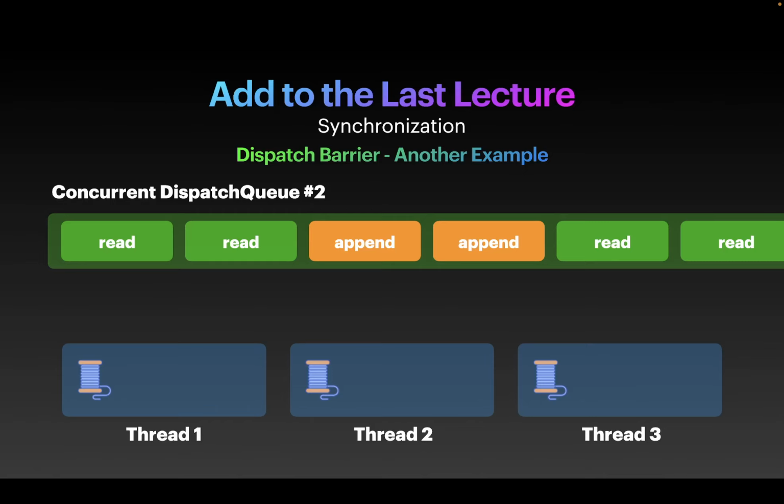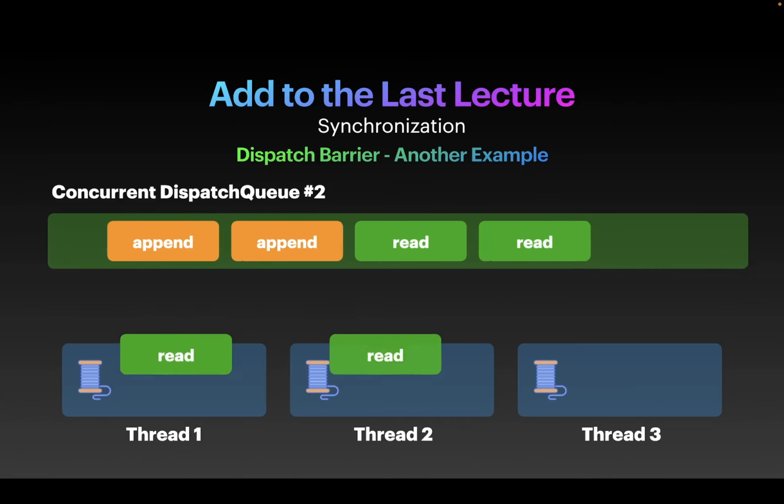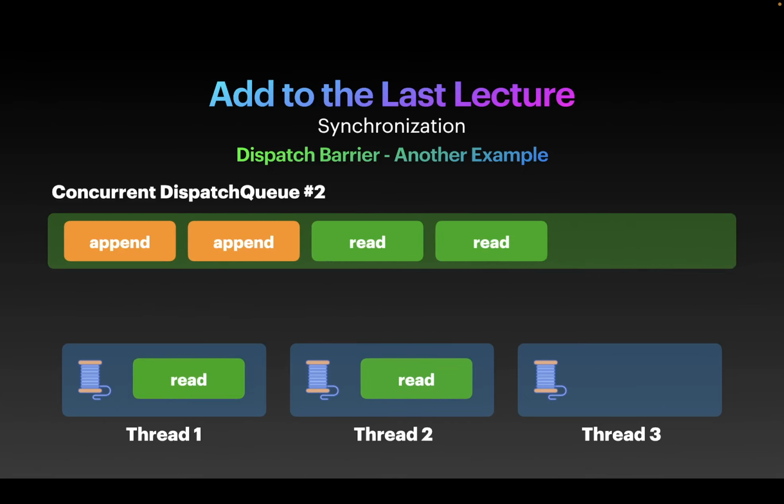So first thing is, it's a concurrent queue, so it's going to try to dispatch 2 read operations concurrently. So now you can dispatch 2 read operations to thread 1 and thread 2. But now it also hits the barrier, so you're only going to schedule these 2 instead of 3.